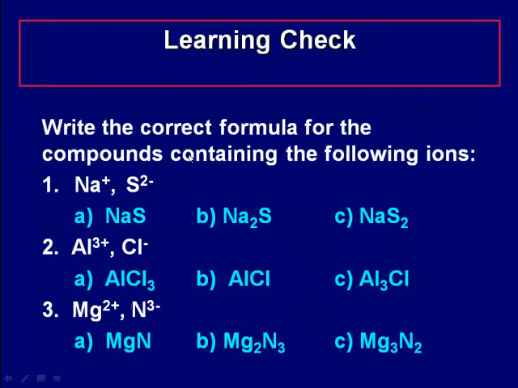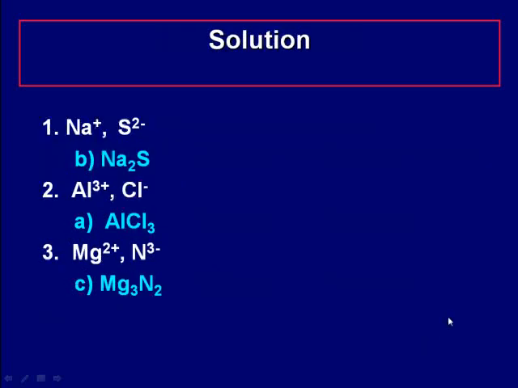So likewise, if I look at these, I have a sodium, each has a +1 charge. Sulfur has a -2, so I'm going to need 2 sodiums to every 1 sulfur, so my answer will be B. Aluminum has a +3 charge. Chlorine a -1, so I'm going to need 3 chlorines to every 1 aluminum. Here I've got magnesium and nitrogen. Based on their charges, I'm going to need 3 magnesium and 2 nitrogen.